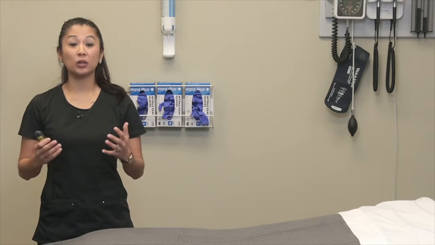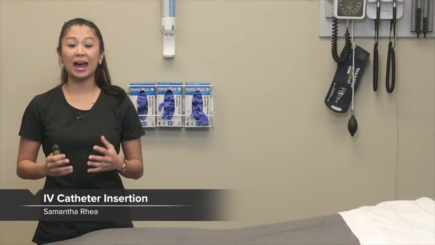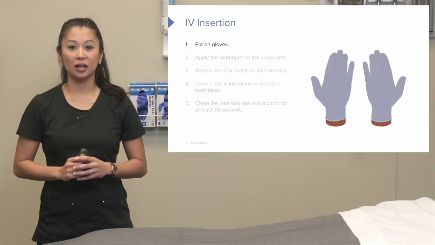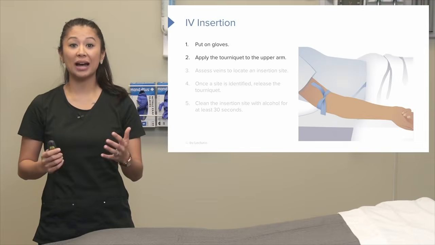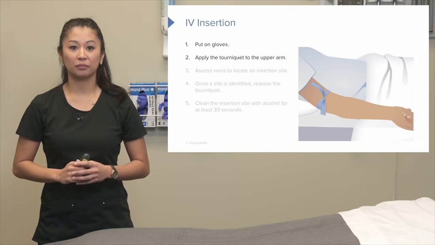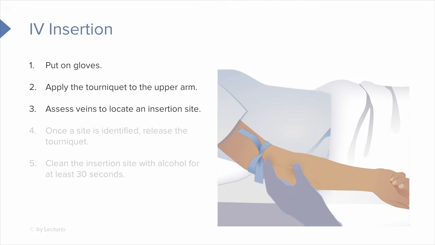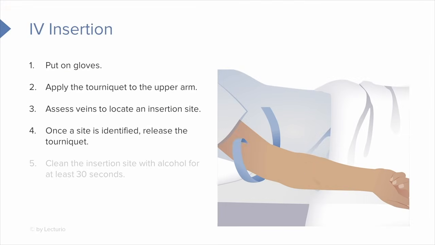Now that we've gathered all of our equipment, now let's look at actually inserting the IV. So number one, make sure you put on gloves. Then we're going to apply the tourniquet to the arm. We then want to assess the veins and see which insertion site's going to be best for us. Now, once we've found our site, we want to release the tourniquet.